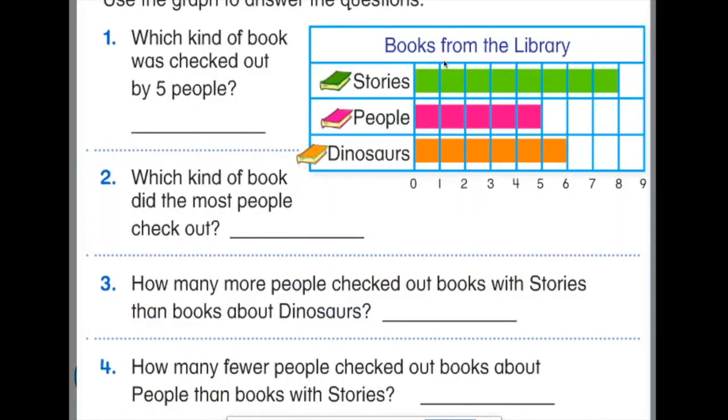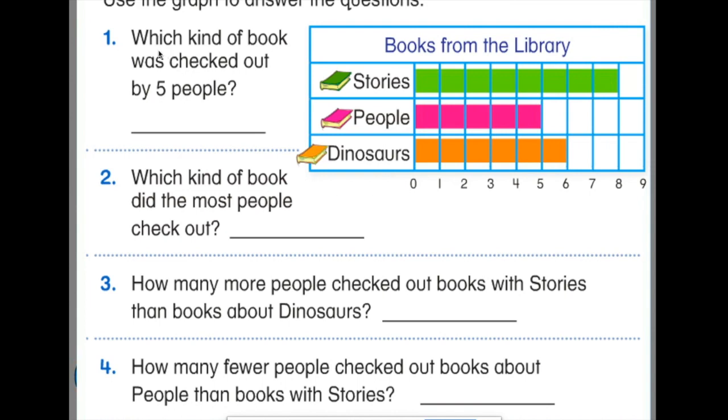All right, so let's take a look at our first bar graph. We always look first at the title. The title is Books from the Library. So these are books that children have checked out. And our categories for this bar graph are storybooks, books about people, and books about dinosaurs. Each category is represented by a different color. Our storybooks are green, our people books are pink, and our dinosaur books are orange. And just like we had in our video before, the numbers, which could either be at the bottom or at the side, but here it's at the bottom, show how many votes each category got. So let's go into question number 1.